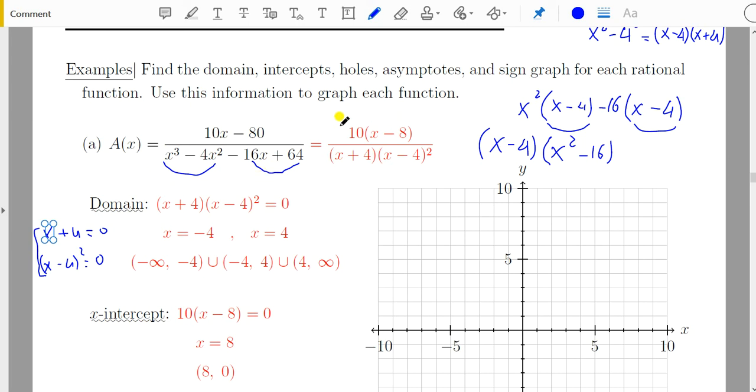Now for the intercepts, there are two types of intercepts, x and y. How do I find the x-intercept?